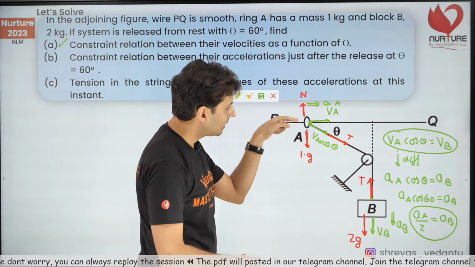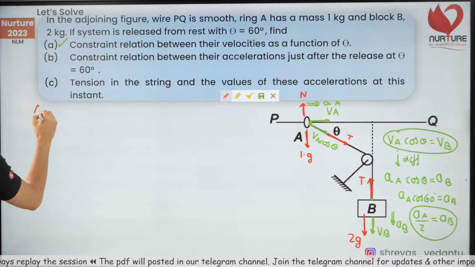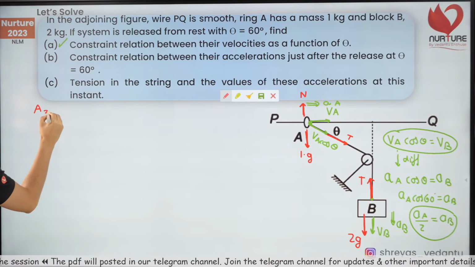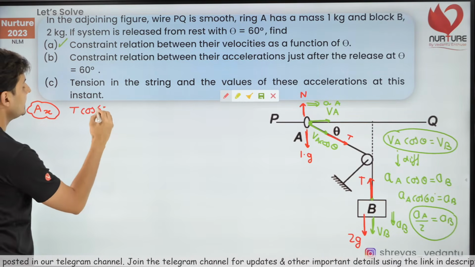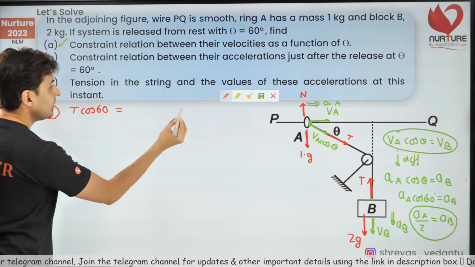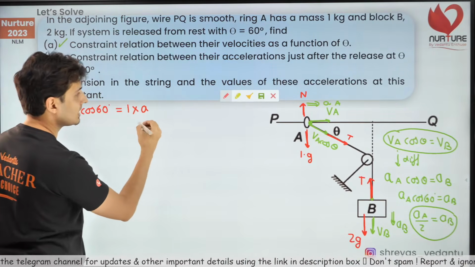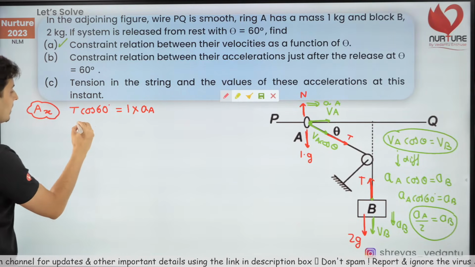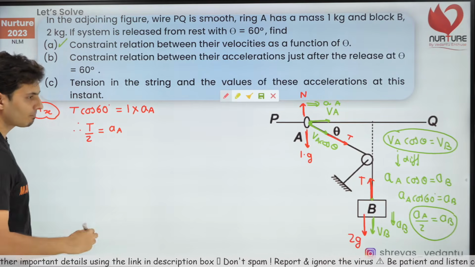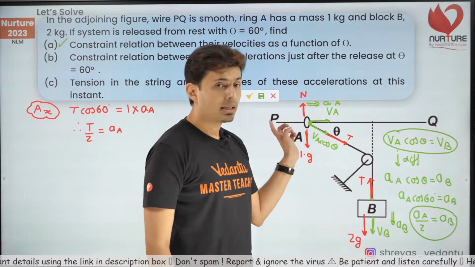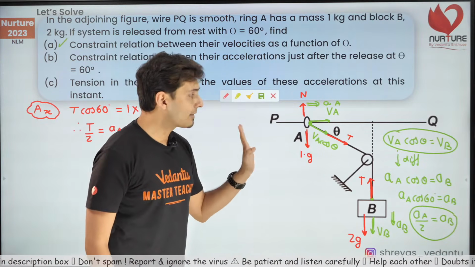A part of it. How much? Tension cos theta. So, for object A in the X direction, I can say tension cos theta, which is T cos 60, will be the mass, which is M, which is 1, into acceleration, which is aA. Therefore, I will get T by 2 is equal to aA. Everybody fine till here? Tension by 2 is nothing but acceleration of A.